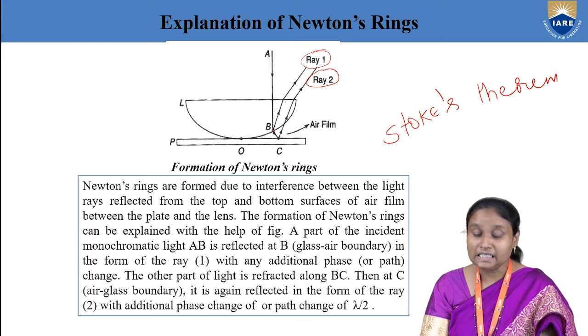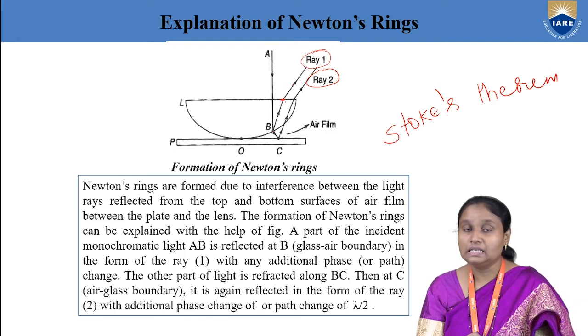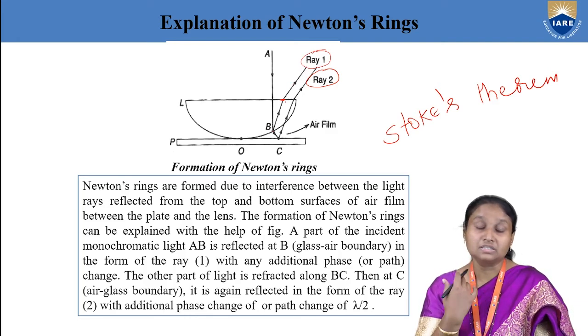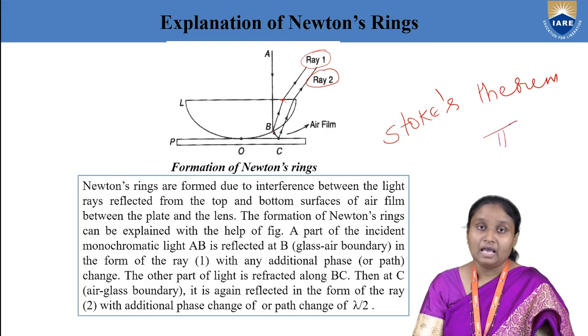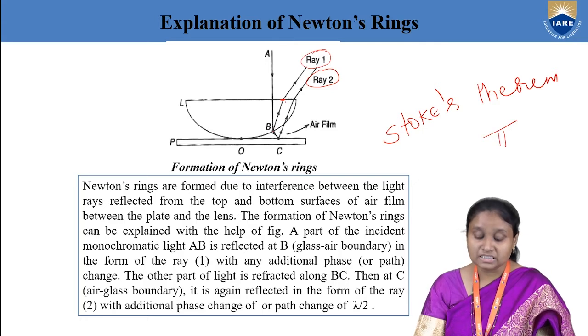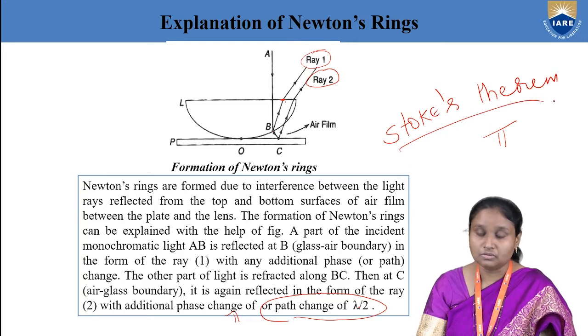So here we are taking the light. Suppose we are talking about this ray 1, and at this point, as you can make out, the ray is traveling from the denser medium to the rarer medium. In that case, the light generally undergoes an extra phase change. And what is that extra phase change? It is given by pi, and it corresponds to an additional path change of lambda by 2. So either an additional phase change of pi or an additional path change of lambda by 2. We have to take Stokes' theorem into consideration as well.